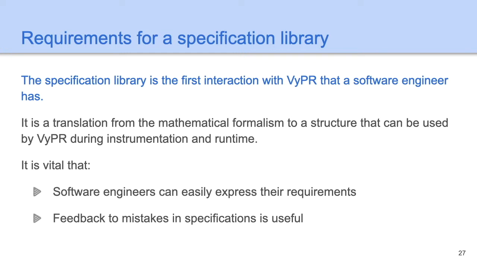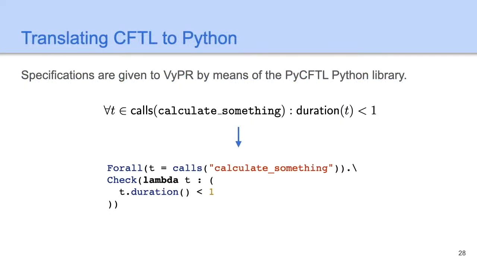So with this in mind, it's vital that first, software engineers can easily express their requirements using this library, and second, feedback to mistakes in specifications is useful. For example, if an engineer accidentally compares a numerical value to a string, then they need to be told. The library that we provide to allow engineers to convert their CFTL specifications into Python code is called PyCFTL.